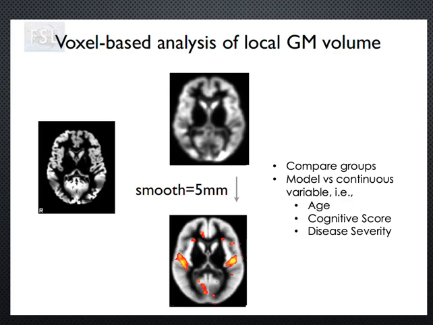And we can do a variety of different kinds of analyses, and we'll go over some of those later in the semester. But for example, we could compare groups or try and model the density versus a continuous variable. So for example, how does gray matter density change as a function of age or IQ or as a function of disease severity?